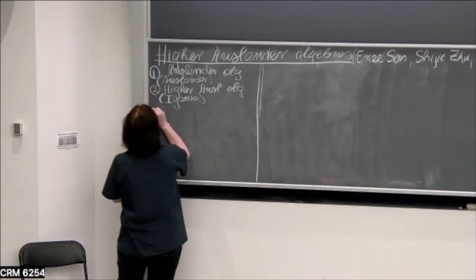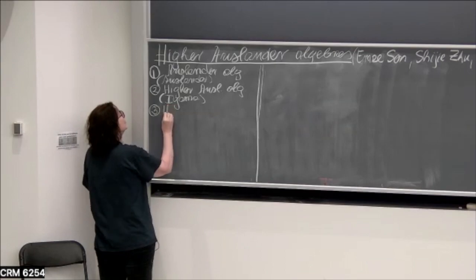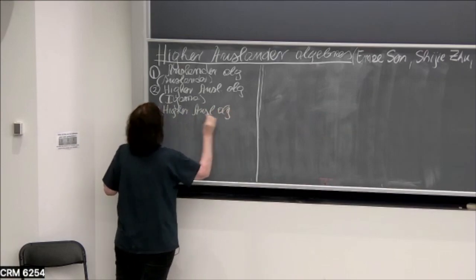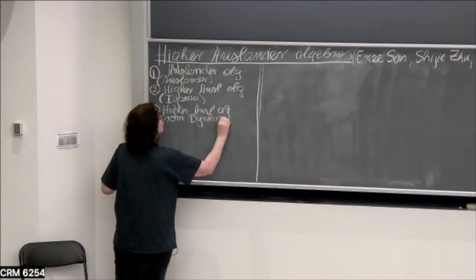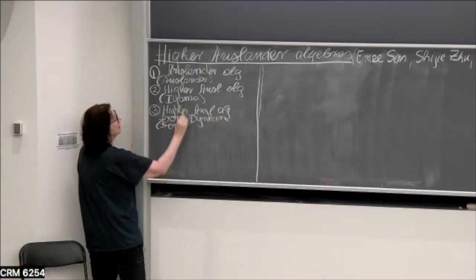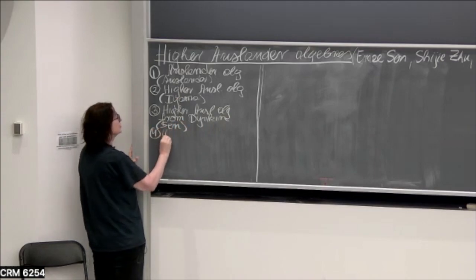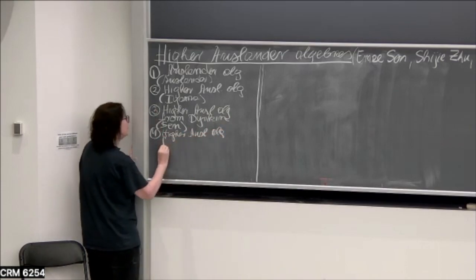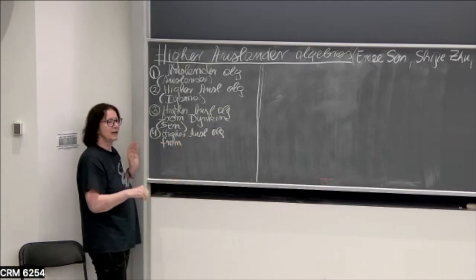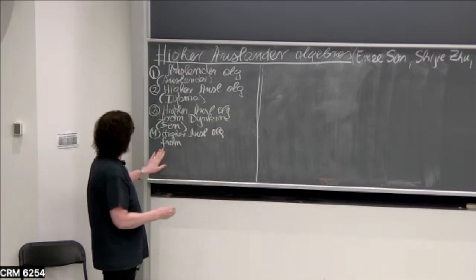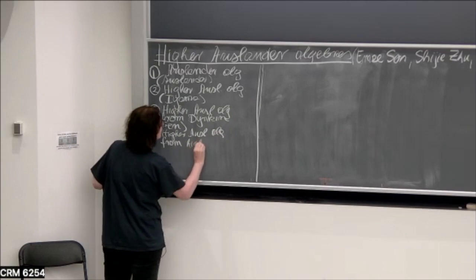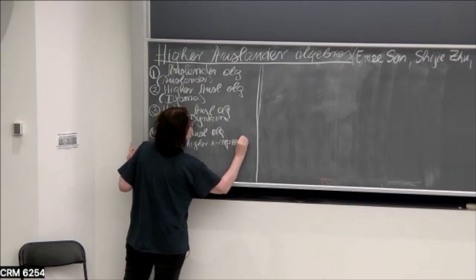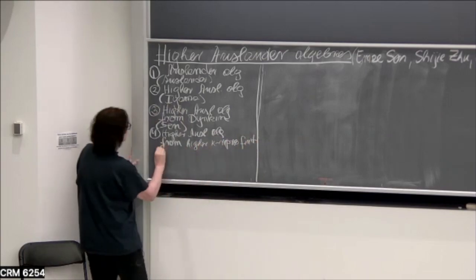Then the third part is higher Auslander algebras from Dynkin diagrams. This is mostly work of Emre Sen. And then the fourth part is also higher Auslander algebras from higher representation finite algebras. I'll define these, but it is coming from, usually it will be k-representation finite algebras. And that's also Sen.